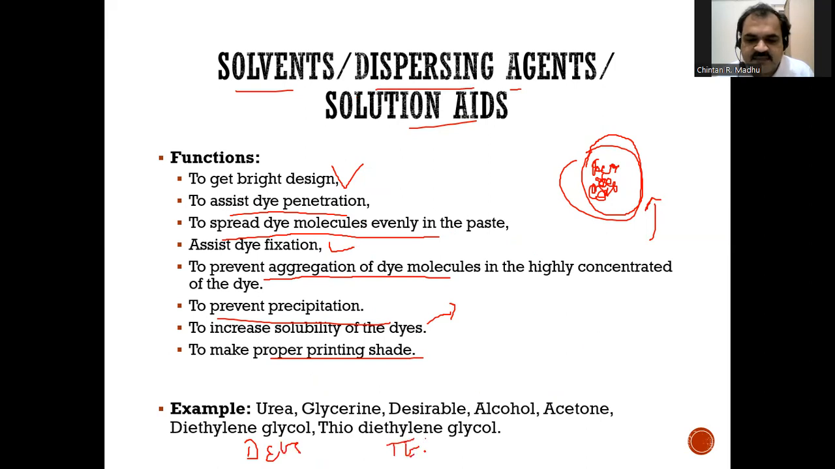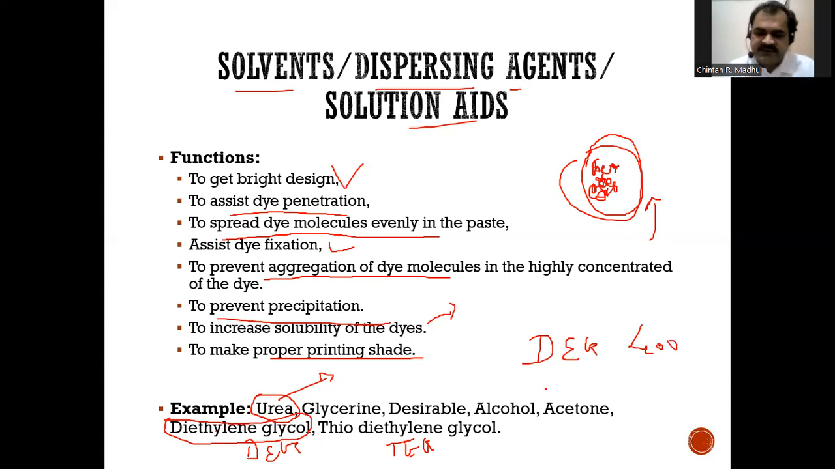TEG. For polyester, acrylic or nylon, we generally go for diethylene glycol. And when you are talking about reactive dye with cotton or natural fibers, then we go for urea. DEG is also written on your bottle, that is DEG 400 or TEG 400. Those are also used for the printing of synthetic fabric.